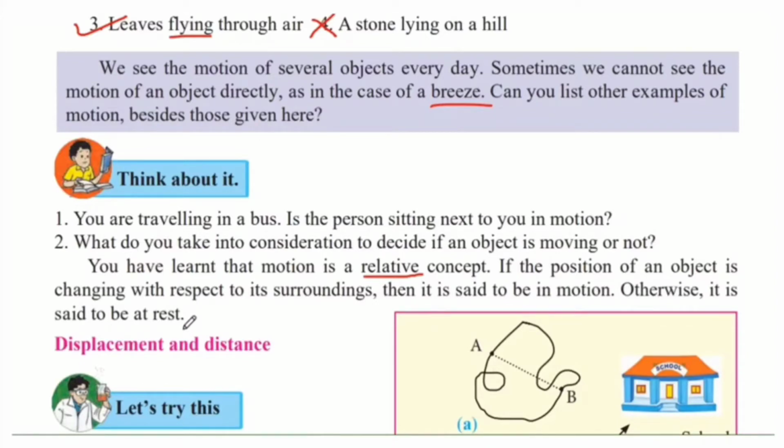So, when you are sitting in a bus and when you see the surroundings outside, then you can say that you are in motion relative to the outside surroundings. But when you see the person sitting next to you, that person is not in motion with respect to you.